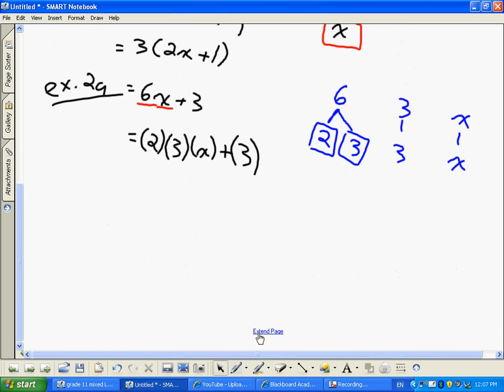Now what I'm going to do is take out common numbers that occur in both terms. So there's only one common number here. Does anyone know what it is? 3. 3 shows up here, and it shows up here.